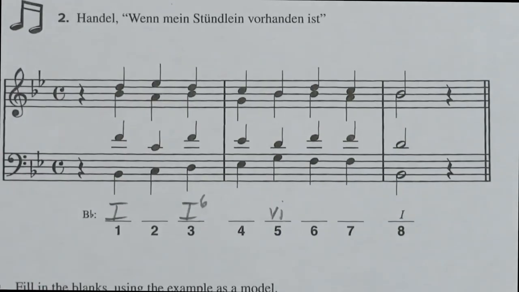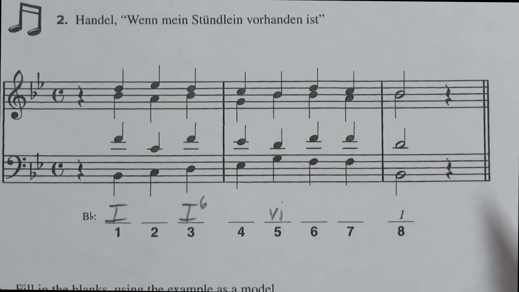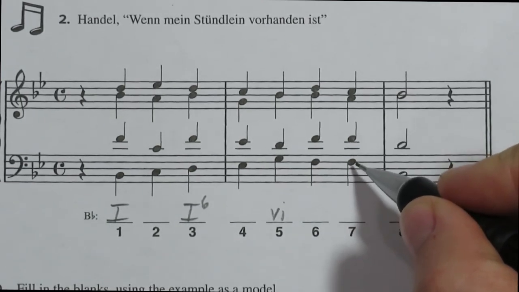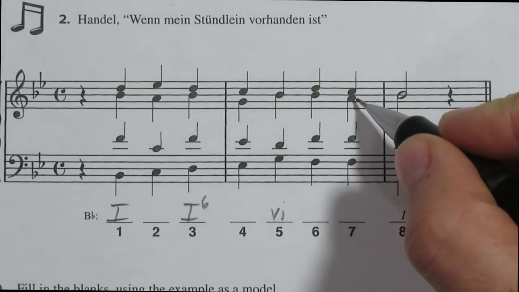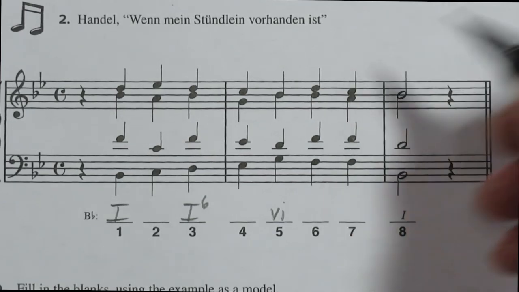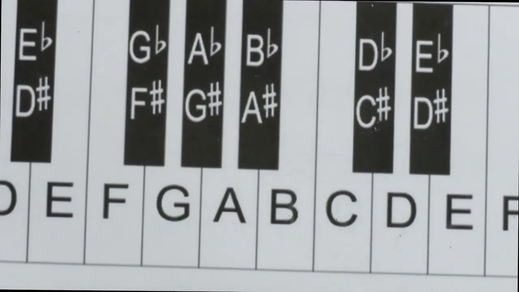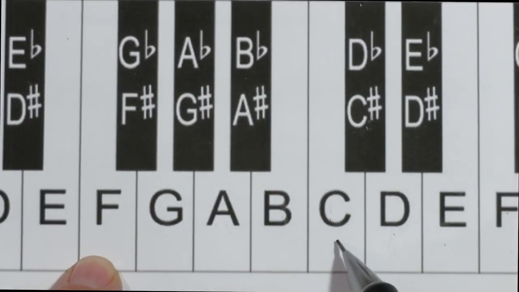Okay, so there we go. The minor sixth chord in root position. And here we have two Fs, an A, and a C. Okay, so F, A, C. F, A, C is an F major triad.